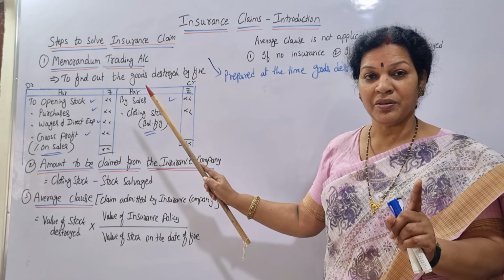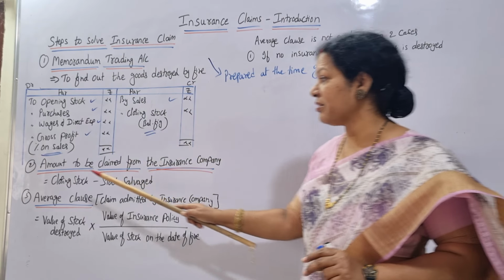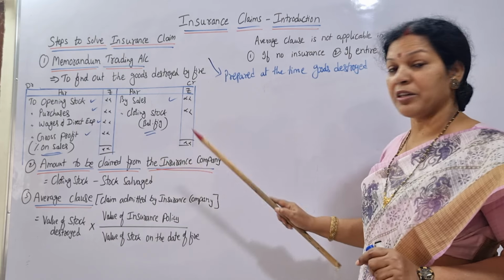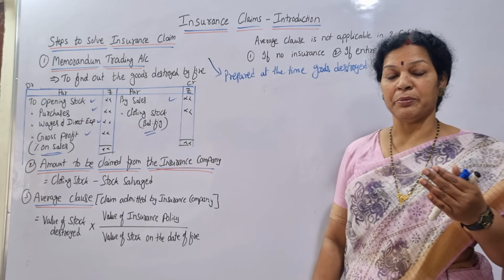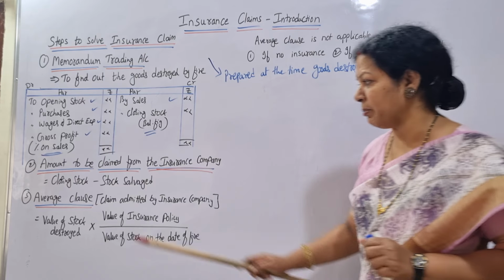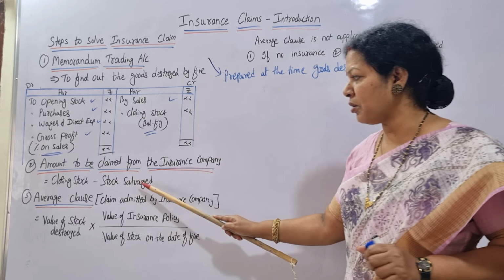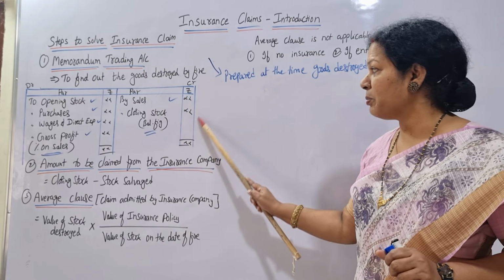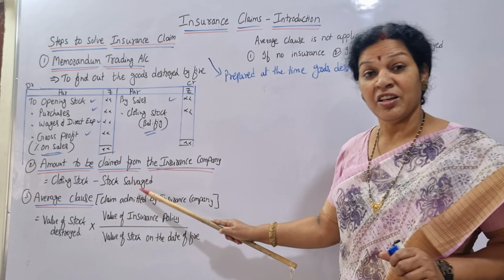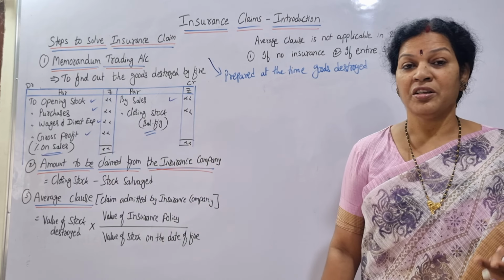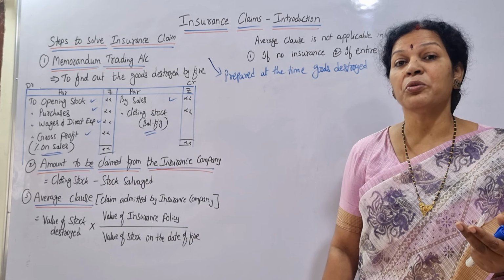Did you follow? Now the second one is the amount to be claimed from the insurance company. How much amount is to be claimed from the insurance company? Simple formula, remember. Closing stock minus stock salvaged. Closing stock means here you already got this closing stock, minus stock salvaged.